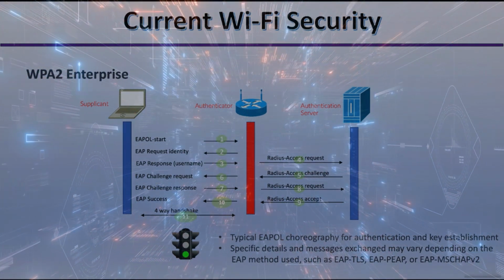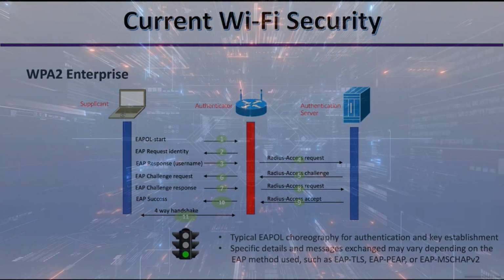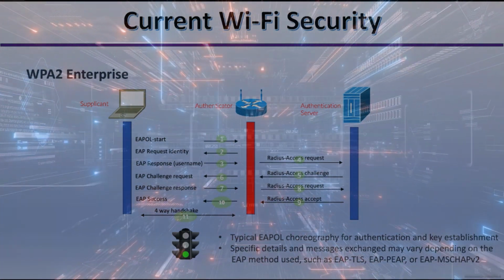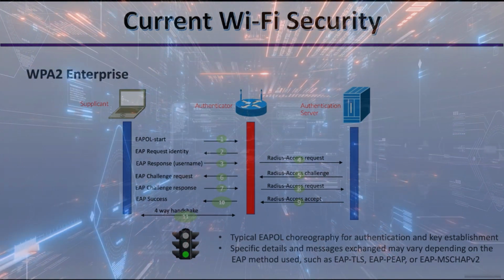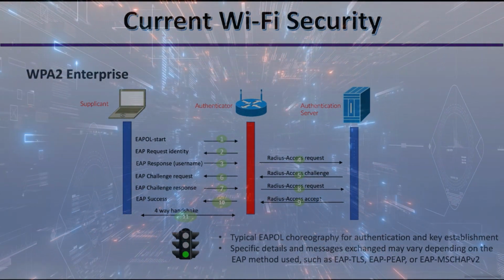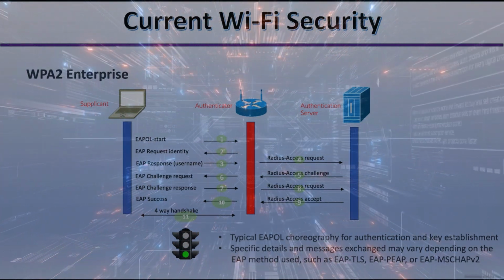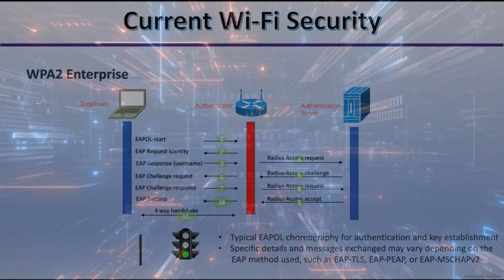In step 9, the authentication server validates the client's response and responds with a RADIUS access accept message that indicates that the client's authentication was successful and grants permission for the client to access the network. In step 10, the AP passes on the EAP success message to the client. And finally, in step 11, the four-way handshake then takes place.